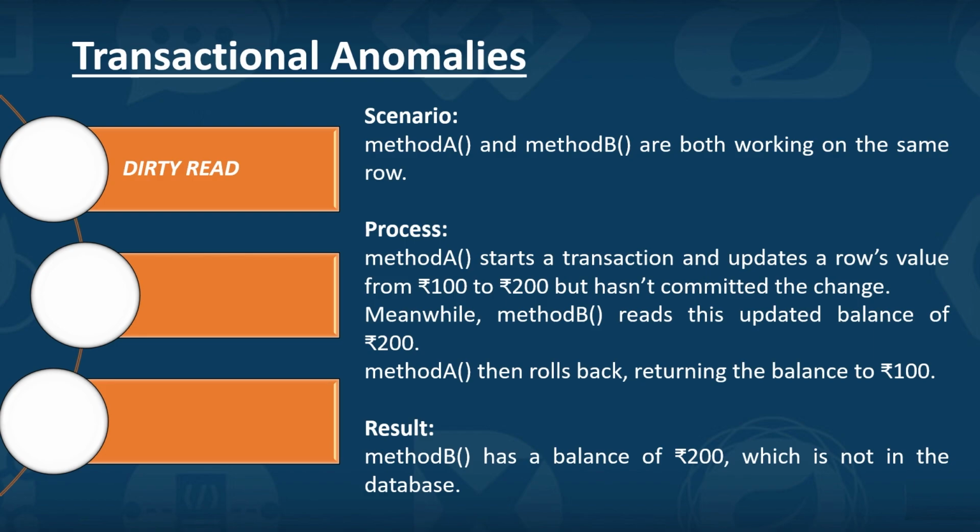The benefit is that it was too quick. It didn't make a connection with the database and just provided you the value quickly. But the problem is it gave me a wrong value. Why a wrong value? Because method A rolled back that particular change. So that we call a dirty read. How to resolve it, we will see later on.